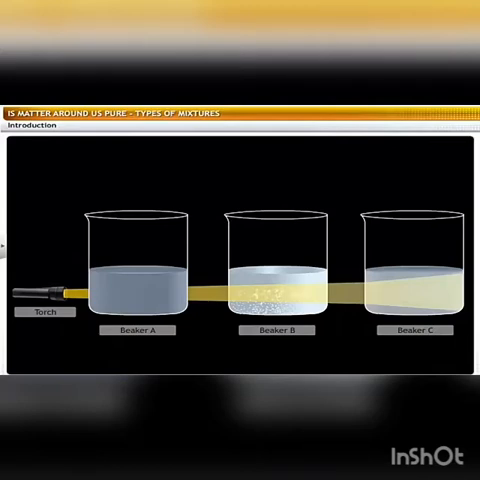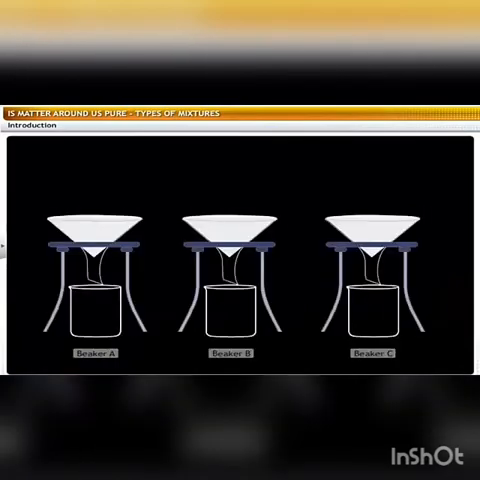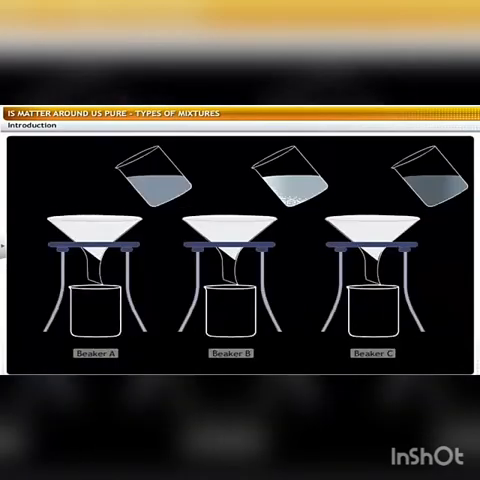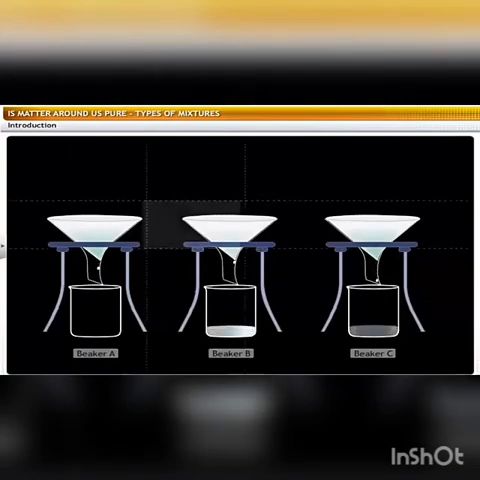The path of light is visible in case of B and C, but not in A. Leave the mixtures undisturbed for some time. Now, filter each of the mixtures. You will find a residue on the filter paper for beaker B.